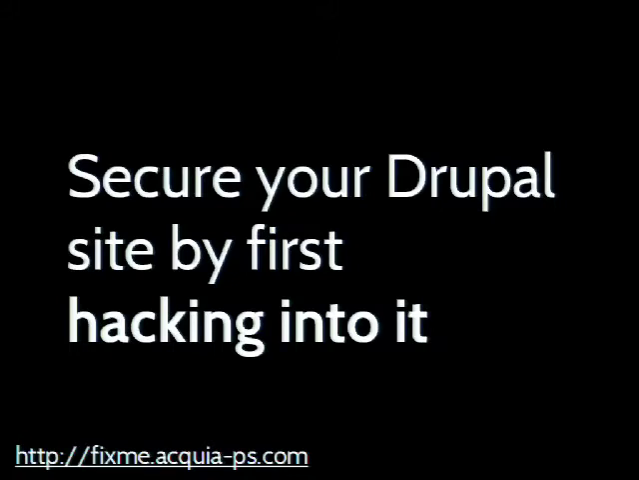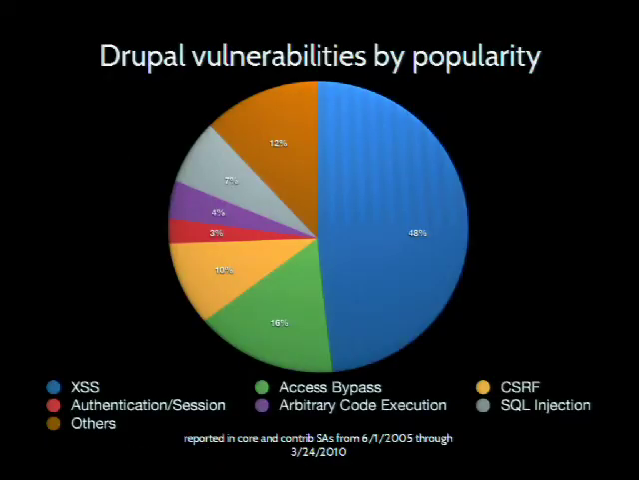And when you are developing, you should know the techniques that an attacker can use to exploit and get into your website. So here's a graph that shows vulnerabilities by popularity. Obviously, the number one vulnerability always has been cross-site scripting. Then the next one is access bypass, cross-site request forgery, SQL injection, and there are many others, but we will not touch them today.